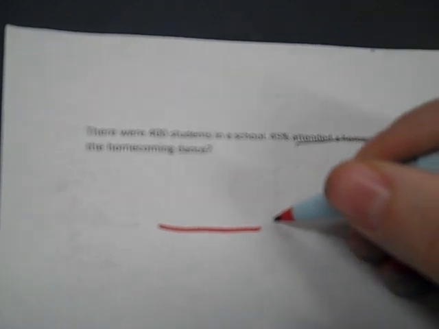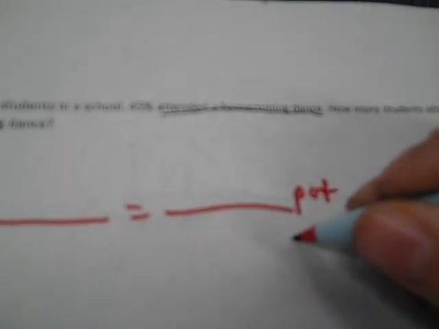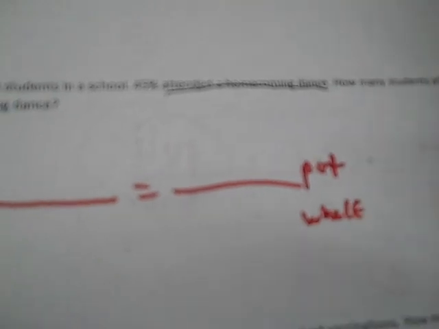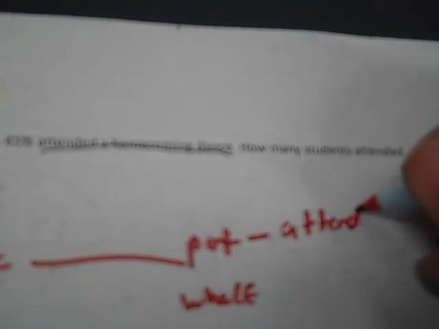Okay, then the next page, there are 400 students in a school. 45% attended a homecoming dance. How many students attended the homecoming dance? Now, this one does not have those words that indicate plus or minus. So this is a part whole percent problem. So part whole. You got to know what your part is defined as, and it's underlined. Attended, just put attended dance.